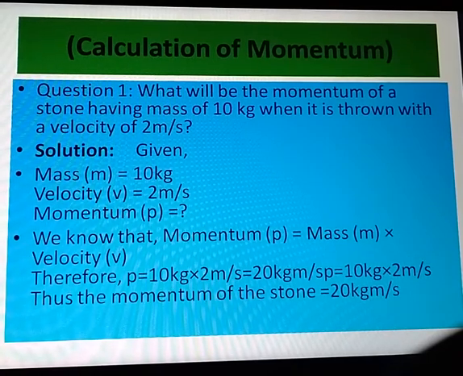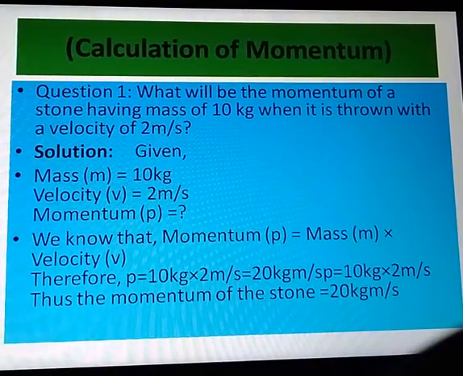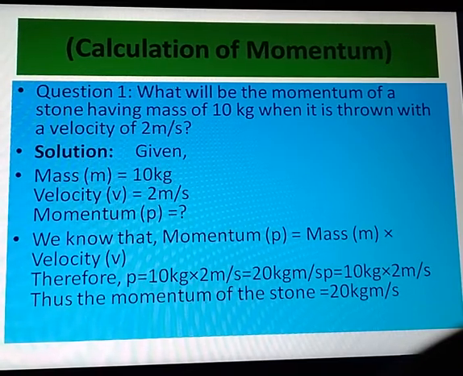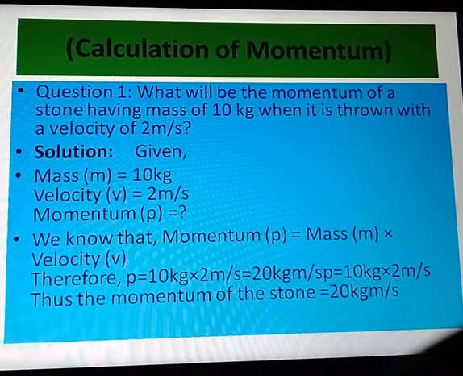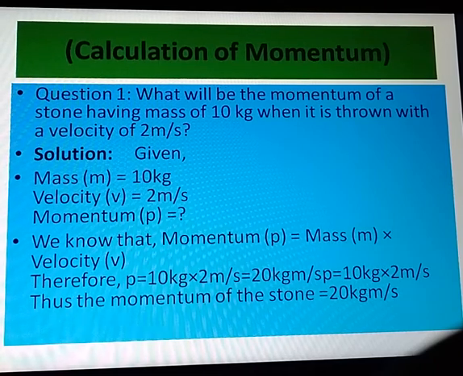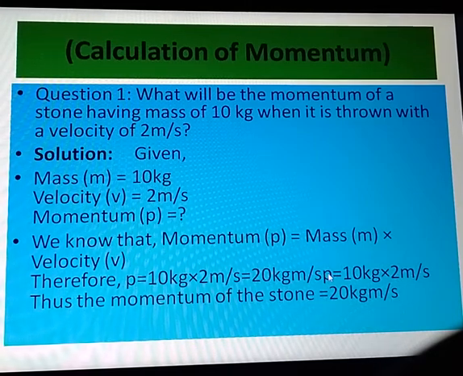Dear students, to calculate this type of numerical, we will use the formula of momentum. Here the mass of the object is given, that is equal to 10 kg, and velocity is also given, and we have to find momentum. Momentum is mass times velocity. So here the value of mass is 10 and velocity is 2 meter per second. The product is 2 into 10, that is equal to 20 kg meter per second. So this is the first type of question.